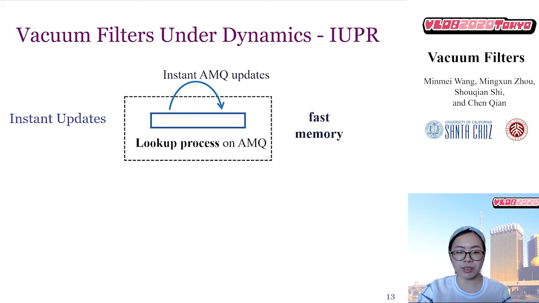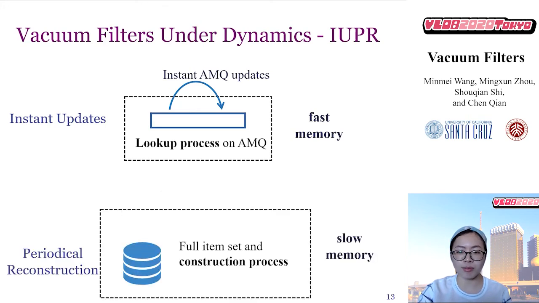So we introduce another process called the construction process in the slow memory. It maintains the full item set and periodically reconstructs the MQ structure. Then, the new version of the MQ structure will be installed in the fast memory to replace the old one. Our proposed IUPR method can keep the structure in its optimal condition to provide better performance.